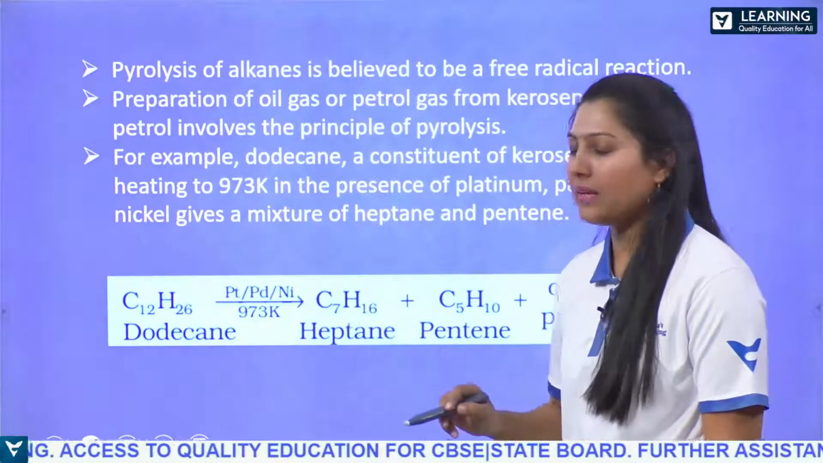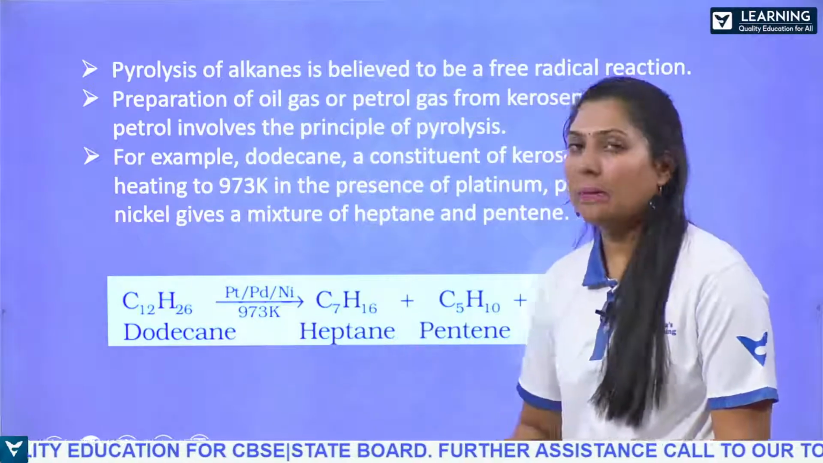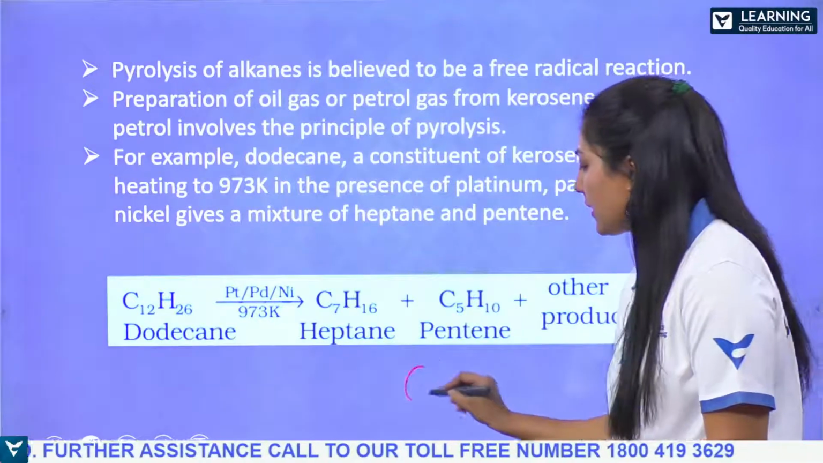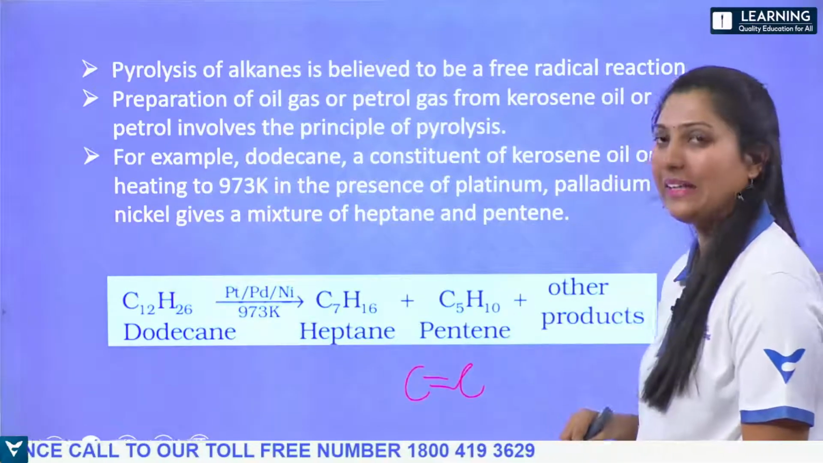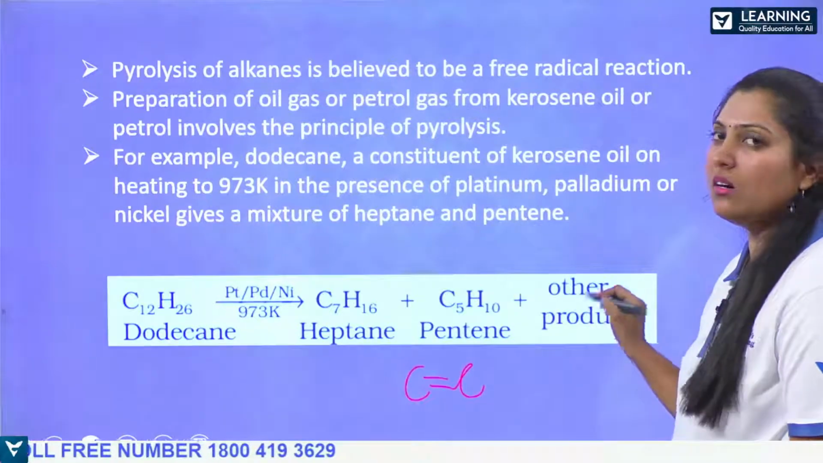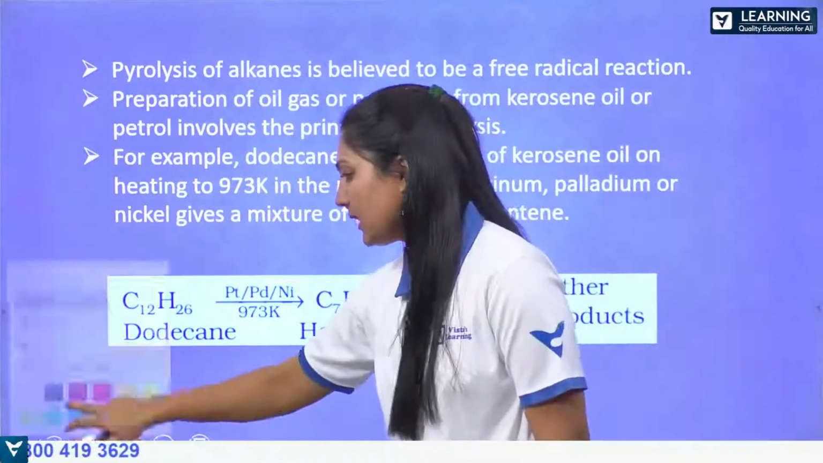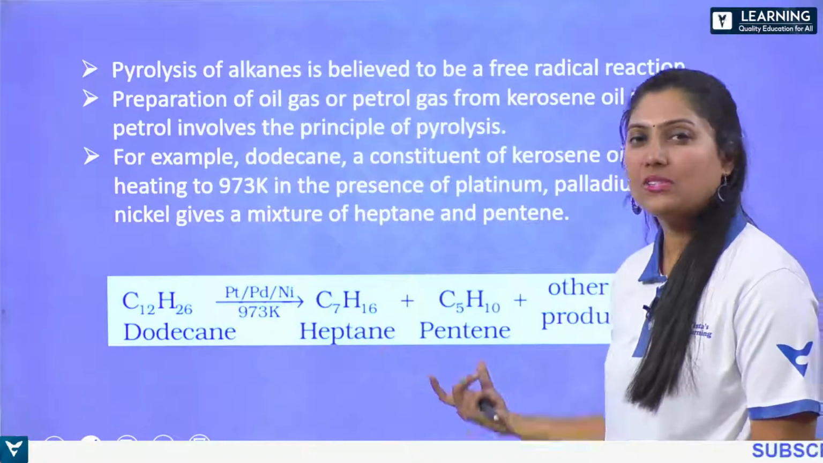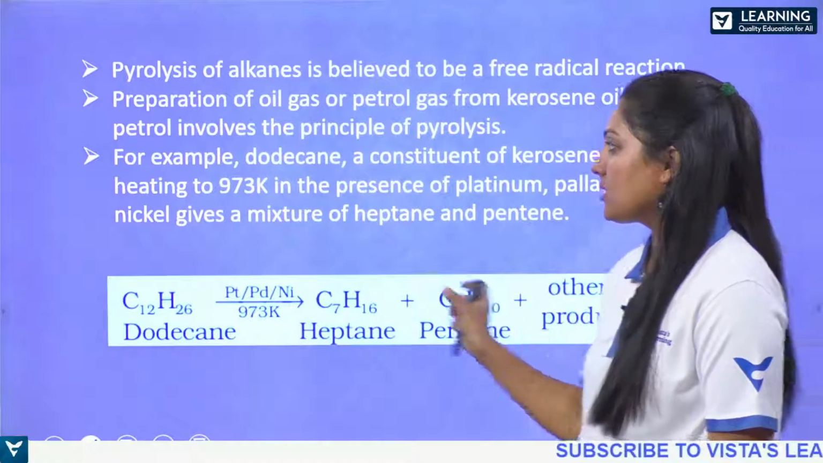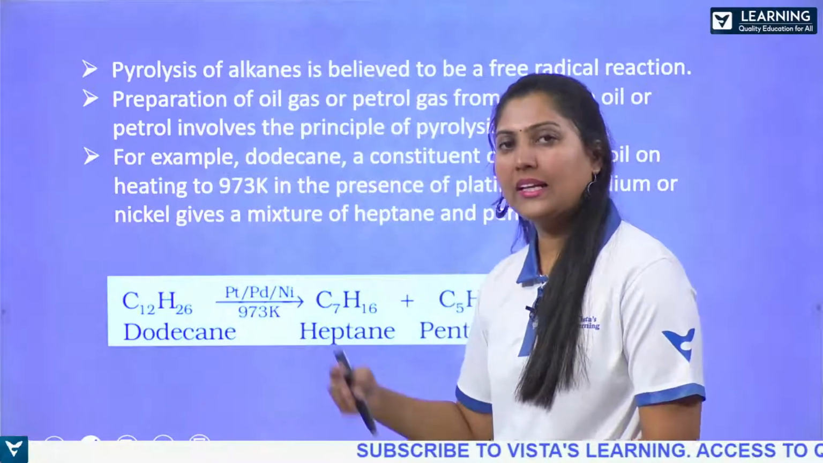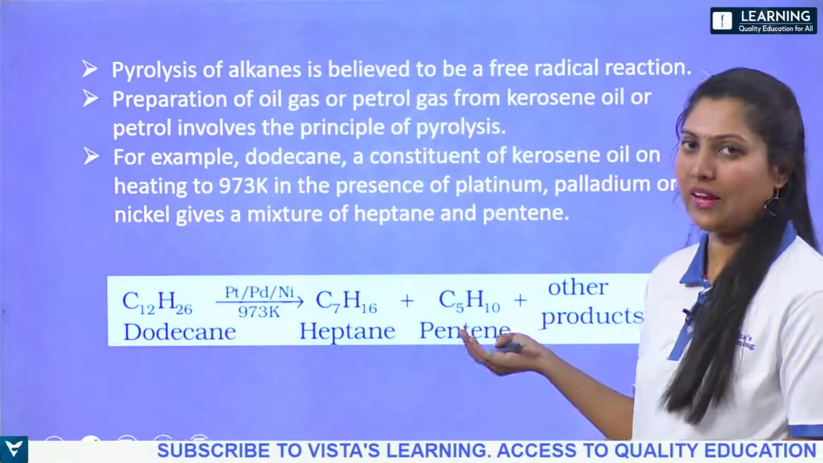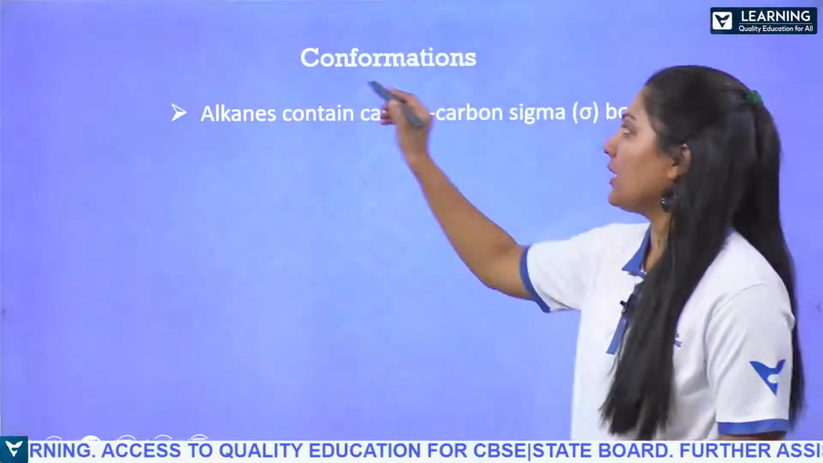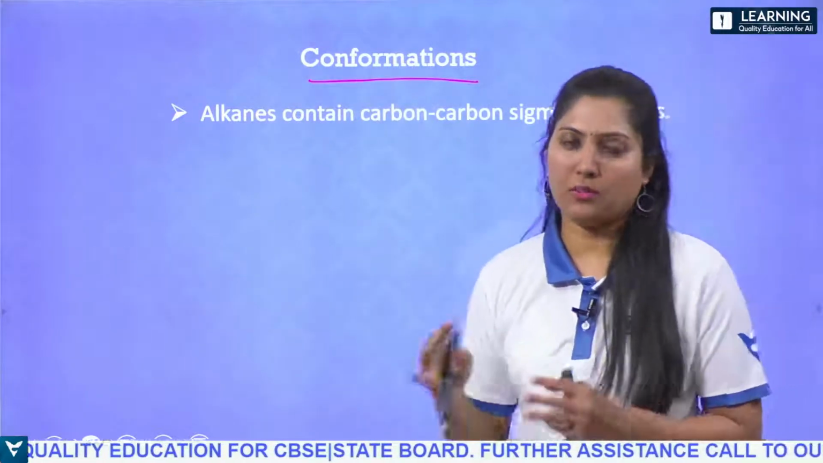We have 7 carbon atoms, so the name comes as heptane. Whereas here, pentene, you will be having a carbon-carbon double bond, hence we get pentene. With that we have some other small products also, which we can just neglect. So these are the two major products. This is how we can split them and get the other small fragments, and that can be termed as pyrolysis. Next we are going ahead with conformations.